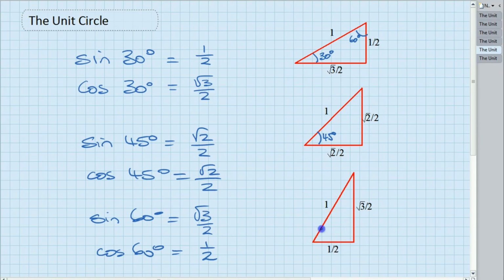And I've just redrawn this 30-60 triangle down this way, so that we can see that if this is the 60 degree angle here, the sine of 60 degrees is the opposite, which is root 3 over 2, divided by 1. So the sine of 60 degrees is root 3 over 2, and the cos of 60 degrees will equal a half.